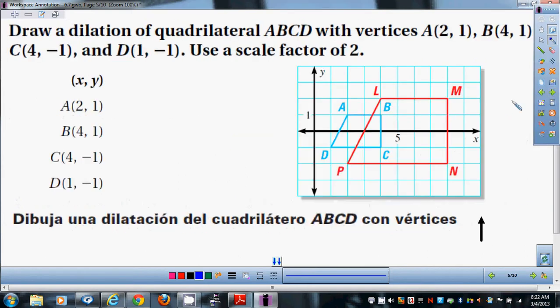It says, draw a dilation of quadrilateral ABCD with the given vertices. Use a scale factor of 2 to draw your dilated image. In this case, A'B'C'D'. Now, does anybody have a theory about how we're going to apply that scale factor to all these vertices? Just a theory? It doesn't have to be right.